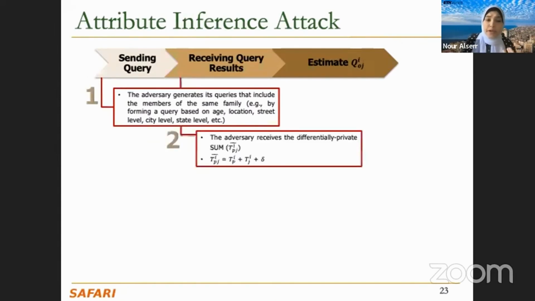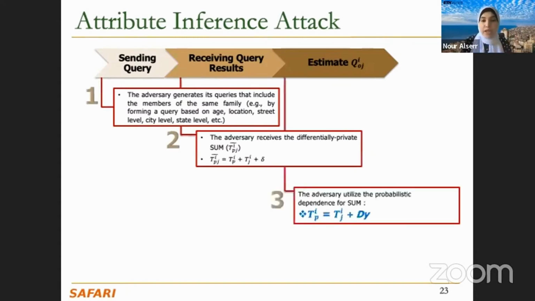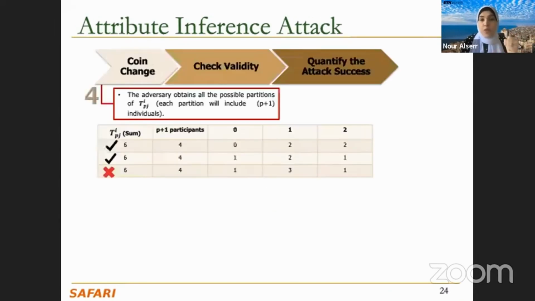Now, in our work, we show that there is dependence between the family members' sum and the target, or victim, values. Then we could find the dependence equation, and that's what the adversary will use to estimate. How can he estimate? Let's say he gets the sum value, and he received 6. Now he will apply the coin change algorithm. What's the coin change?